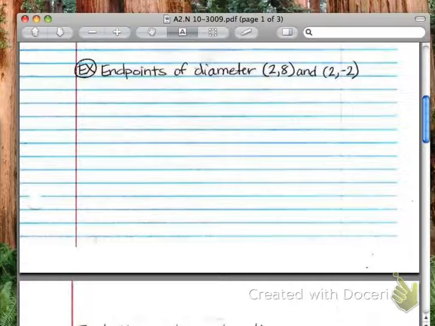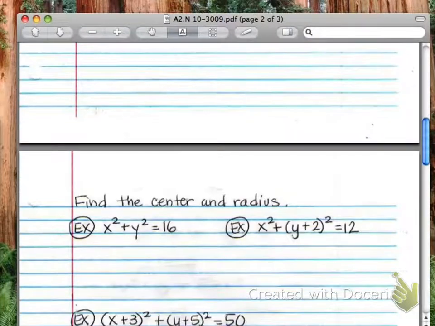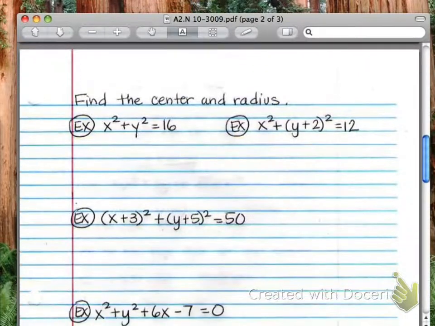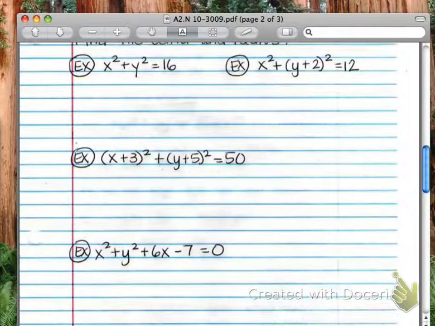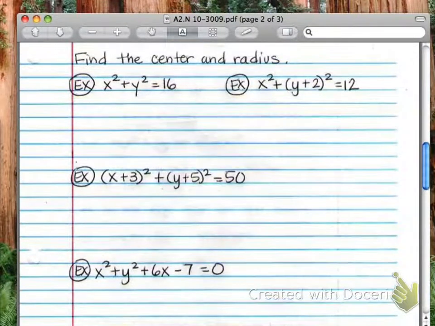Our next thing that we're going to do now is find the center and radius, given the formula. The first one is extremely easy. What is the center? Don't know, you tell me. 0, 0. How do you know it's 0, 0? Because there's no h or k.